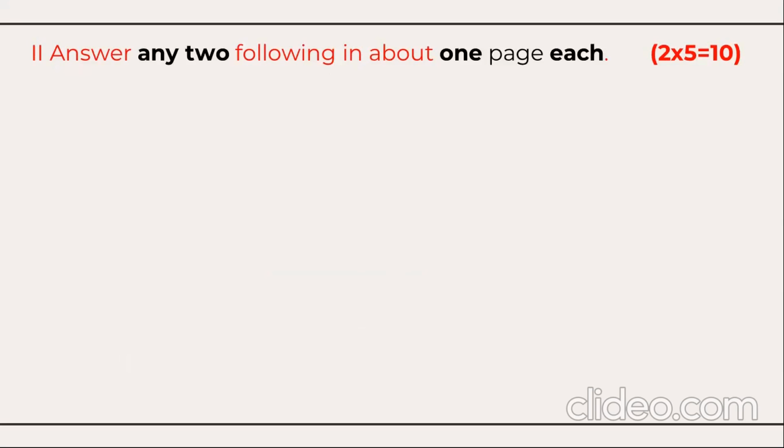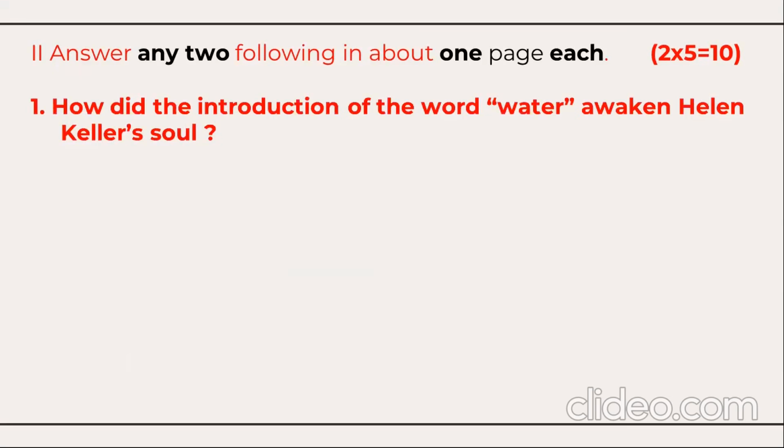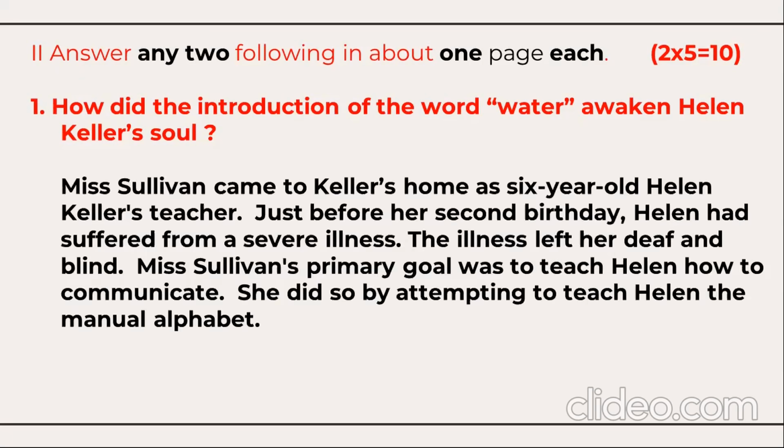Here you have a choice. 4 questions will be given, and out of 4 questions, you need to opt only 2 questions. So question number 1. How did the introduction of the word water awaken Helen Keller's soul in the story My Teacher? Miss Sullivan came to Keller's home as 6-year-old Helen Keller's teacher. Just before her second birthday, Helen had suffered from a severe illness. The illness left her deaf and blind. Miss Sullivan's primary goal was to teach Helen how to communicate.